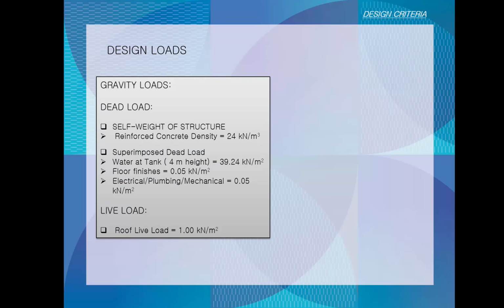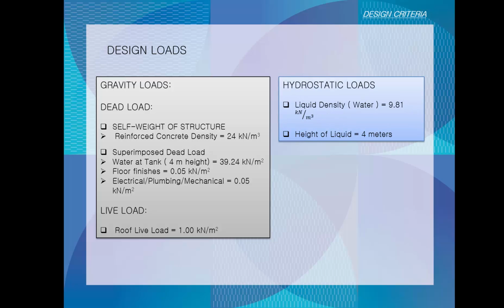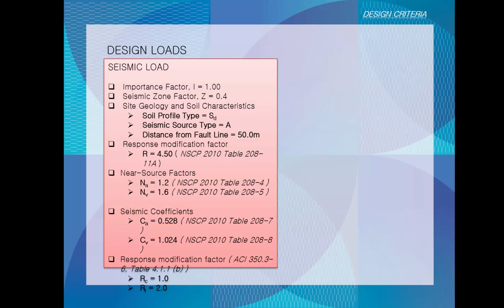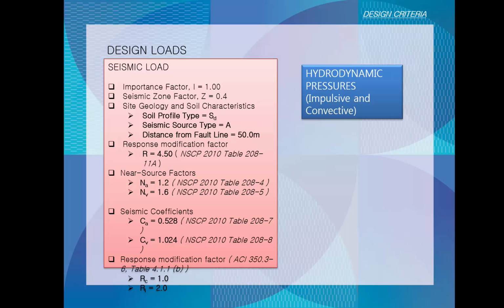Now our design loads. We have gravity loads, dead load and live load. Then we also have a hydrostatic load, which is from the height of liquid of 4 meters. Then we also have a seismic load. Here are the seismic parameters that we're going to use to compute for the following: hydrodynamic pressures, both impulsive and convective components. These hydrodynamic pressures are a result of the sloshing of liquid inside the water tank during an earthquake.